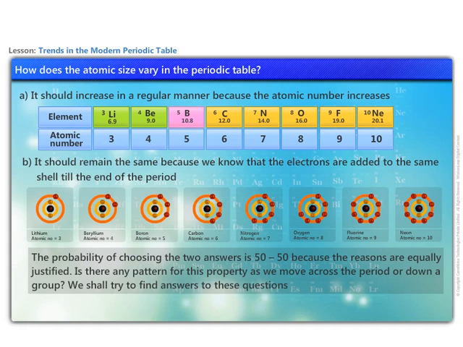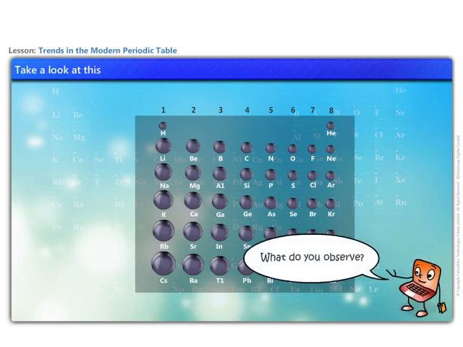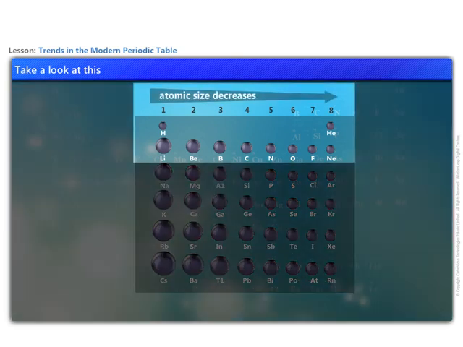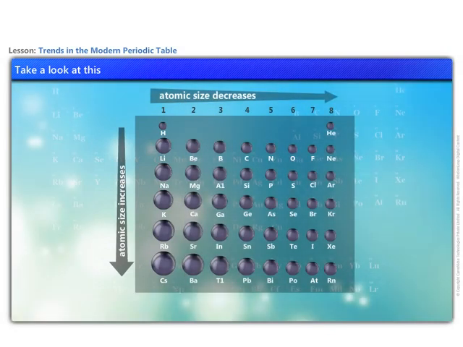Is there any pattern for this property as we move across the period or down a group? We shall try to find answers to these questions. Take a look at this. Here is a pictorial representation of the variation in atomic size along a period and down a group. What do you observe? The atomic size decreases as we move from left to right across a period. The atomic size increases as we move down a group. This means that both the options are wrong.